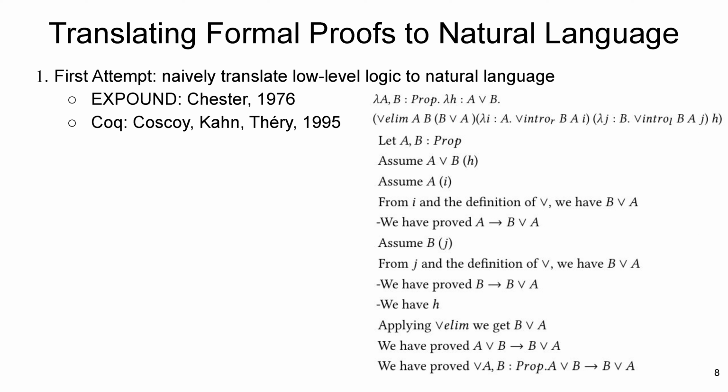So the first attempts at translating formal proofs to natural language go as far back as the 70s with Daniel Chester, who had a system called Expound, which would take some first-order logic, formally defined proofs, and translate them into some sort of natural language. A little bit later, some researchers did a similar thing with Coq, where they just took the calculus of constructions representation of a proof, and they just translated what was there literally straight into English.